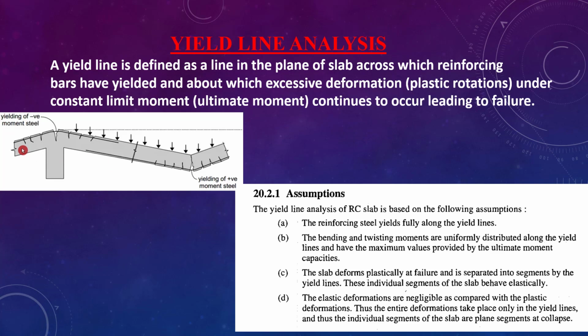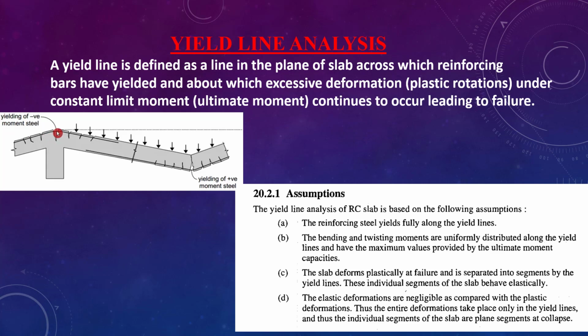Say you have a one-way slab, a continuous slab. You know that there will be a negative moment over the supports and there will be a positive moment at the mid span, right? So you know the steel in the tension side or in the mid span, there will be a sagging bending moment which makes the bottom rebar yield, so yielding of positive moment steel, and at the support region there will be a hogging negative moment which results in yielding of the negative moment steel.